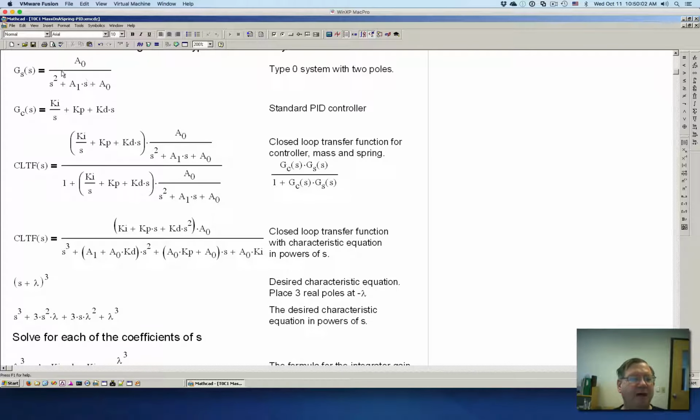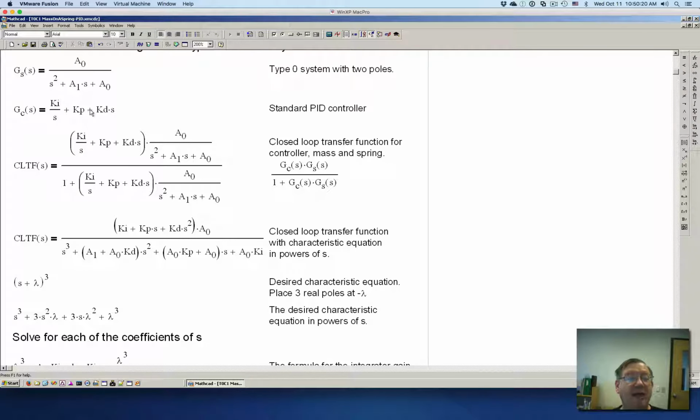I have my second order system here. Right now it's pretty much undefined as to whether or not this is overdamped or underdamped. If A1 is less than 2 times the square root of A0, then it's going to be underdamped, and that's going to be the case in this example.